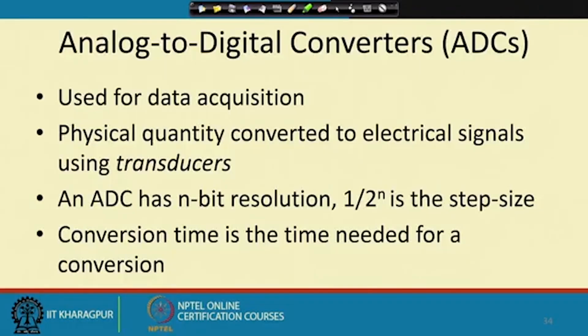The next interface that we will look into is for the analog to digital converters or ADCs. As you know, the real world is analog in nature. So, though we try to get the signal values inside the microprocessor or microcontroller in digital terms, and we do the processing in digital terms, the real world is analog. So the signals that you get from the environment are analog in nature.